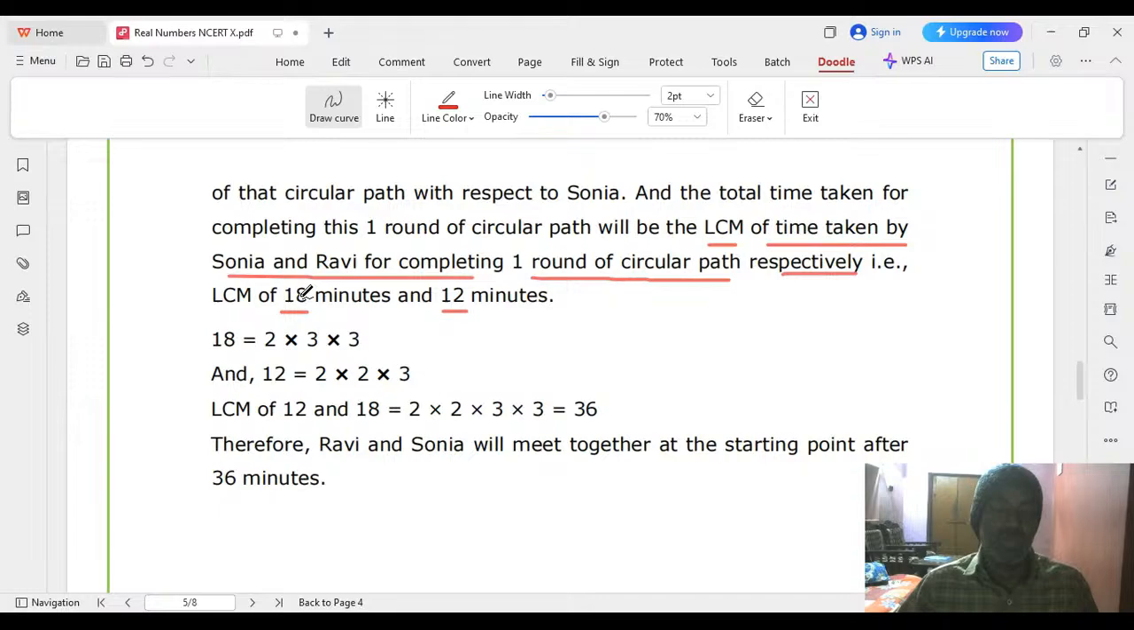First of all, we find the prime factorization of 18. The prime factors of 18 are 2 × 3 × 3, and the prime factors of 12 are 2 × 2 × 3. So the LCM of 12 and 18 will take 2 repeated a maximum of 2 times, so I have written 2 × 2, and 3 repeated a maximum of 2 times, so I have written 3 × 3. After simple multiplication, we get 36. Therefore, Ravi and Sonia will meet together at the starting point after 36 minutes.